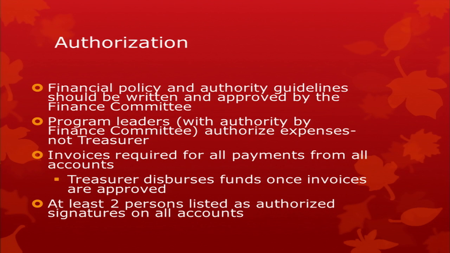Okay, so the authorization is covered under the receipts and disbursement section. The last 6 bullet points have to do with the authorization. So like we said, have these guidelines in writing, approved by the finance committee. Program leaders with authority from the finance committee should be authorizing the expenses, not the treasurer. The person writing the checks should not be the one approving that expense to be paid.